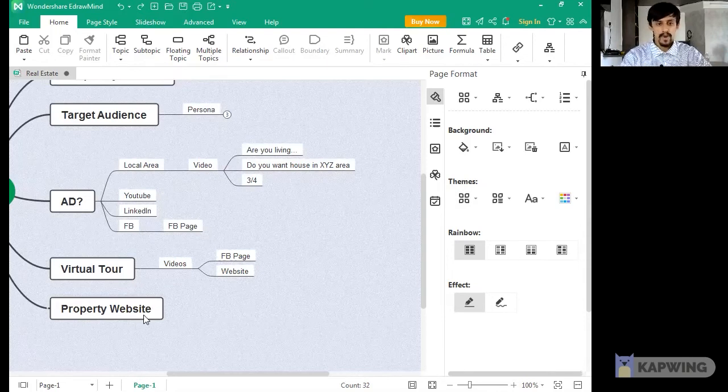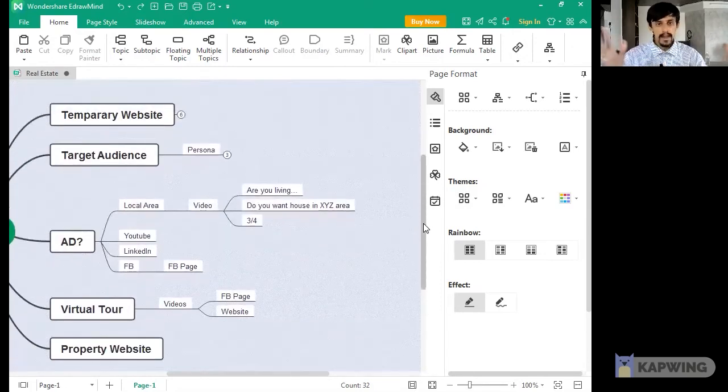Okay, and next is the property website. The last point is to make sure you register on your local property websites. There are so many websites. Just register your property there, and you'll get daily calls as well. So this is how you are going to do the marketing of your real estate business.